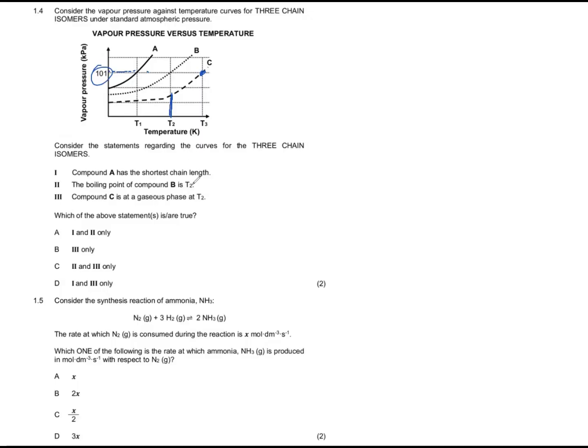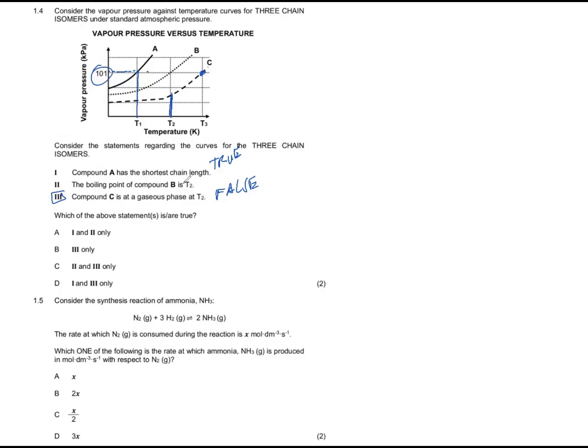So number 3 is false. Then compound A has the shortest chain length, considering that it has a higher vapor pressure, because as we can see here, at a very low temperature it has already reached its vapor pressure. So this would be true. With a shorter chain length, that means weaker intermolecular forces and therefore a higher vapor pressure.